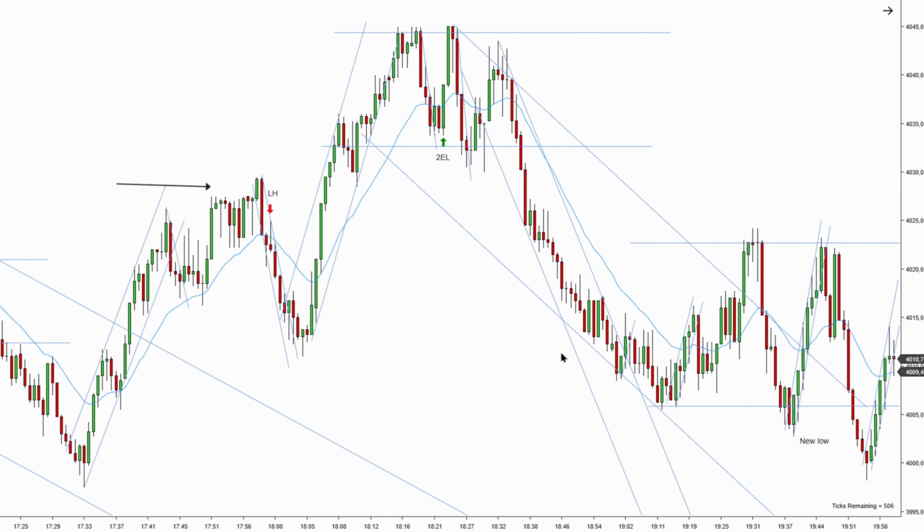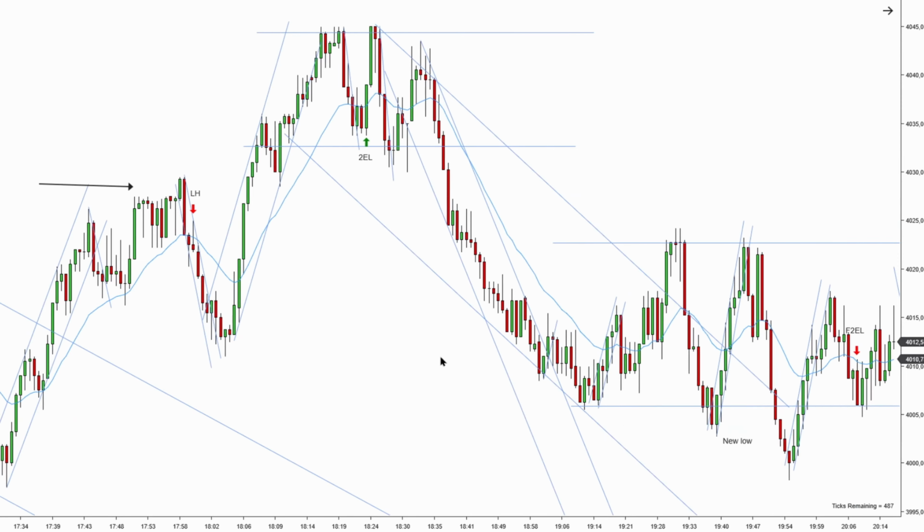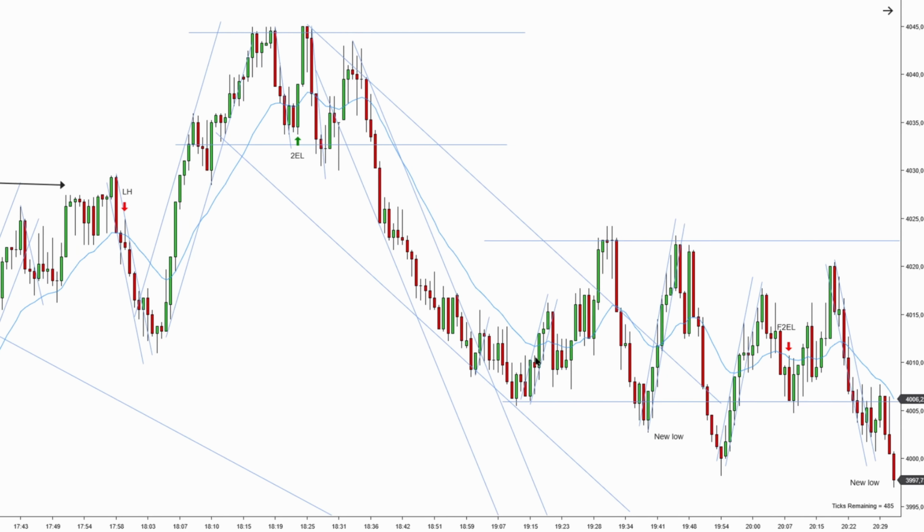But the same story, no high probability, easy setup to spot. There is no two-legged pullback at the key entry point. Price broke the trend line, confirmed the bearish momentum, and there is no higher low or failed second entry long. It just pushed lower without any setup.